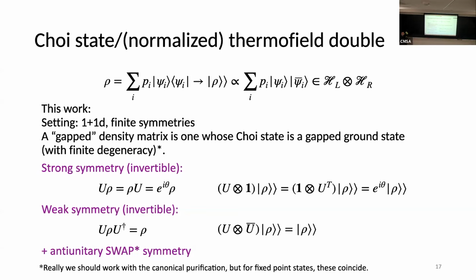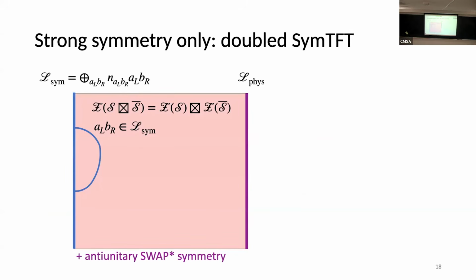Okay, so this caveat is that we should really be working with something called the canonical purification, which is what Nikita mentioned. But we're going to be looking at fixed point states where rho, for example, is a product of commuting projectors. Then the canonical purification is the choi state of square root of rho, but rho is just proportional to square root of rho. So everything is okay if we just work with the choi state. Now suppose that we have just strong symmetries, so there are no inherently weak symmetries that don't come along with their strong partners.